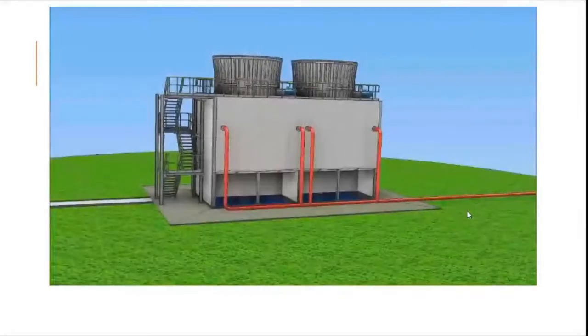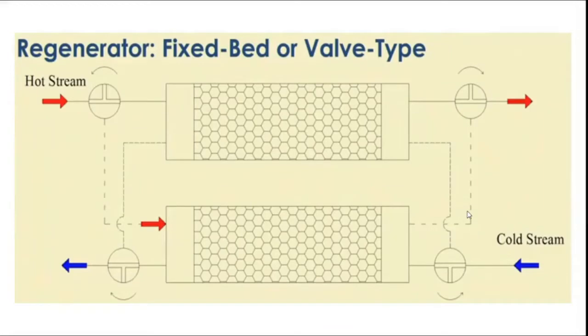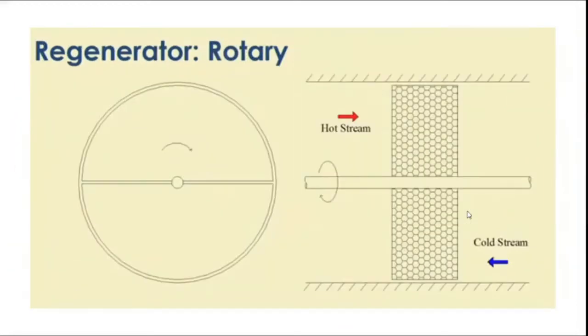Under direct contact, we saw the example of cooling tower. We had regenerators and recuperators in indirect contact. We saw what regenerators are. We saw two different cases, fixed bed and rotary type.